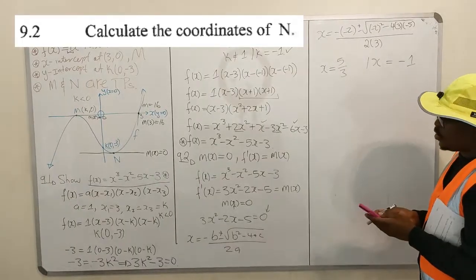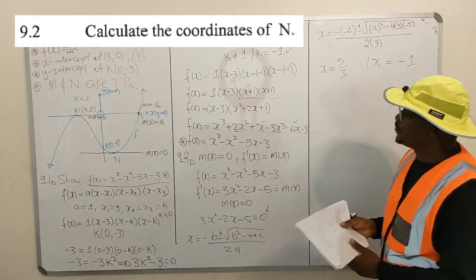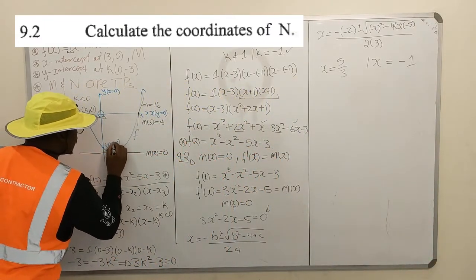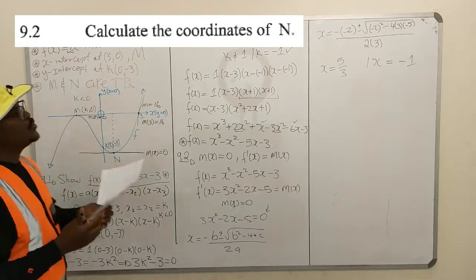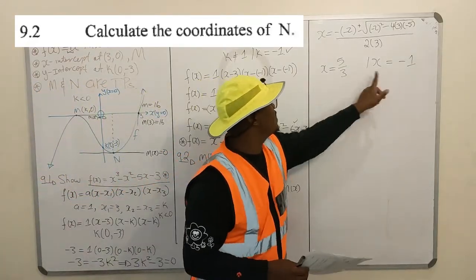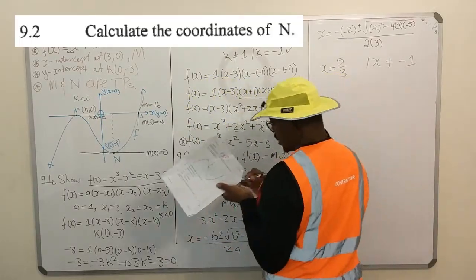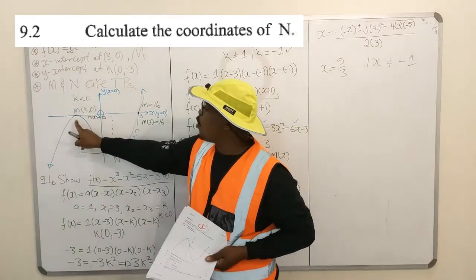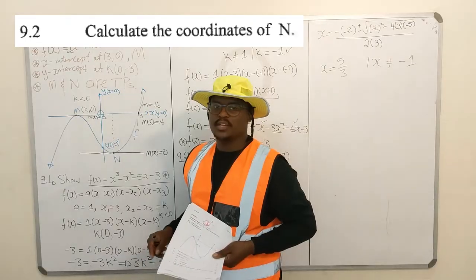So, what did they ask us to find? They wanted the coordinates of n. So, the x coordinate of n is up here. So it is positive. So between these two, which one is it? It's going to be this one. So we throw this one away because we know this x equal to minus 1 belongs to m there. The reason we got it is also because at that point, the gradient is also equal to 0.